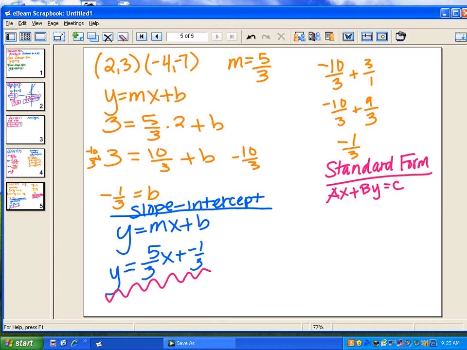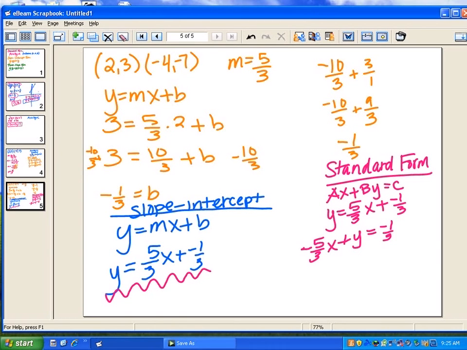What's different from this slope-intercept to standard form? What's the difference? What do you think, Alexa? You have to put the x on the other side. So if you look at this, the y is the only thing over here, but in my standard form, I need the x and the y over here. So I'm going to take my slope-intercept form, and I'm going to say, hey, I want to move the x. So if I want to move this x, what am I really doing to it? Adding a negative 5/3. So I end up with negative 5/3 x plus y equals negative 1/3.